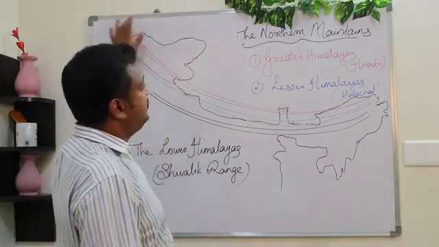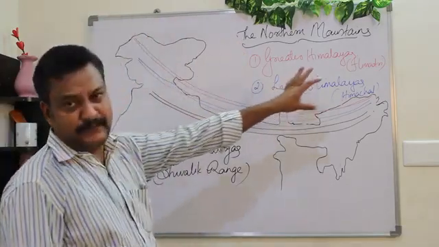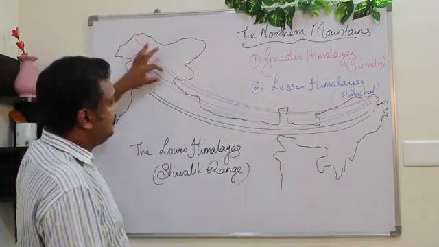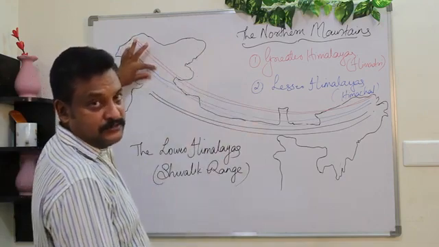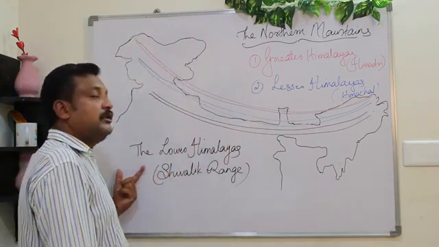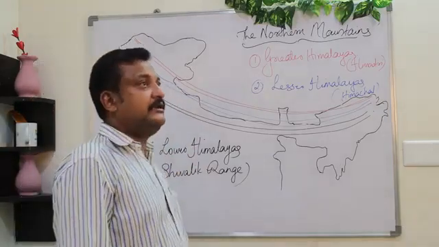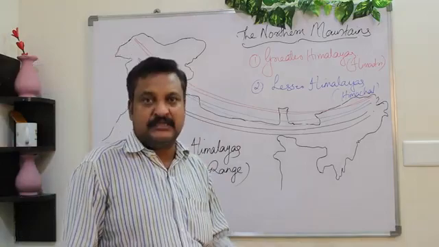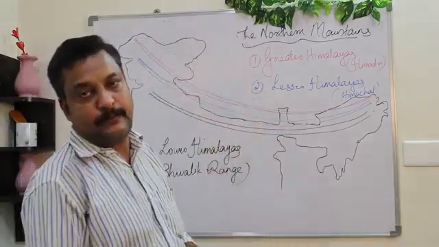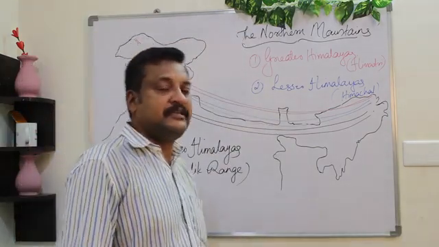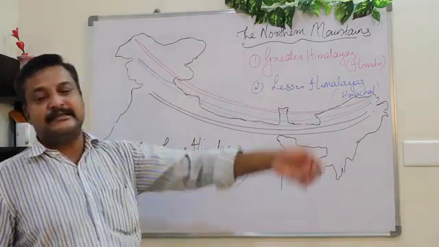The first one is called the Greater Himalayas or the Himadri, the topmost one. The second parallel range is called the Lesser Himalayas or the Himachal, the blue colored one. The third range is the Lower Himalayas, the black colored one. When we say the Himalayas or the Himalayan range, it has all three ranges inside it.